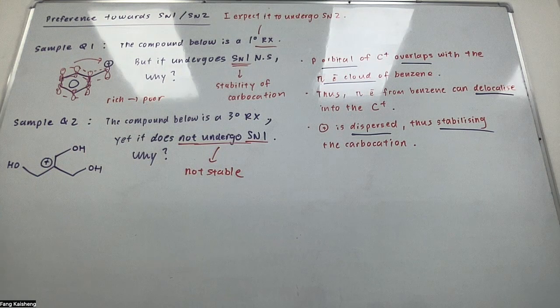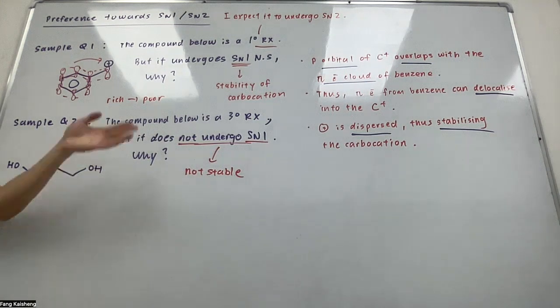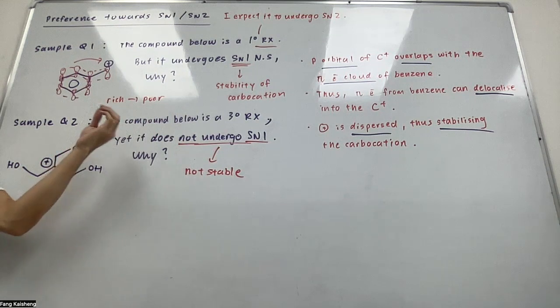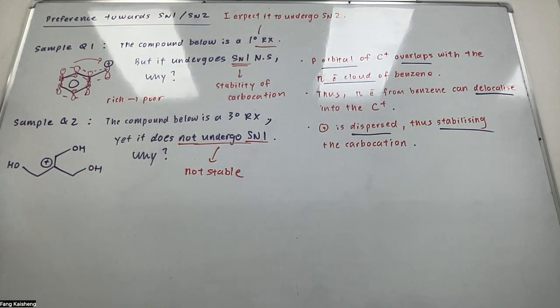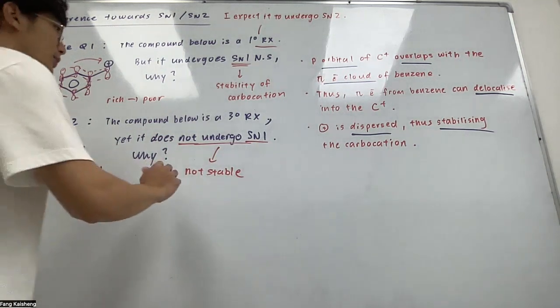Okay, can you all get the first idea? I think you all got it, right? It cannot undergo SN1. SN1 is for stability. So if it doesn't undergo SN1, it means it is not stable. Your job is to answer why this is not stable. Come, we look at the train of thought first.